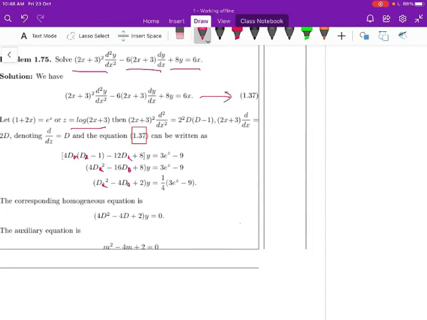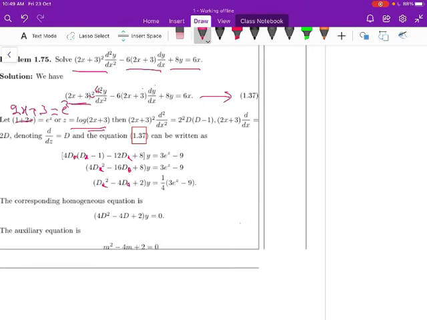Now, this is a Legendre differential equation because the variable coefficient is of the form ax plus b, and moreover the order and degree of the variable coefficients are the same, here 2 and here 1, so it is an equidimensional linear equation. But one can convert the variable coefficients into constant coefficients by taking the transformation 2x plus 3 equal to e power z, which you have seen in the theory. So this implies z is equal to log of 2x plus 3.